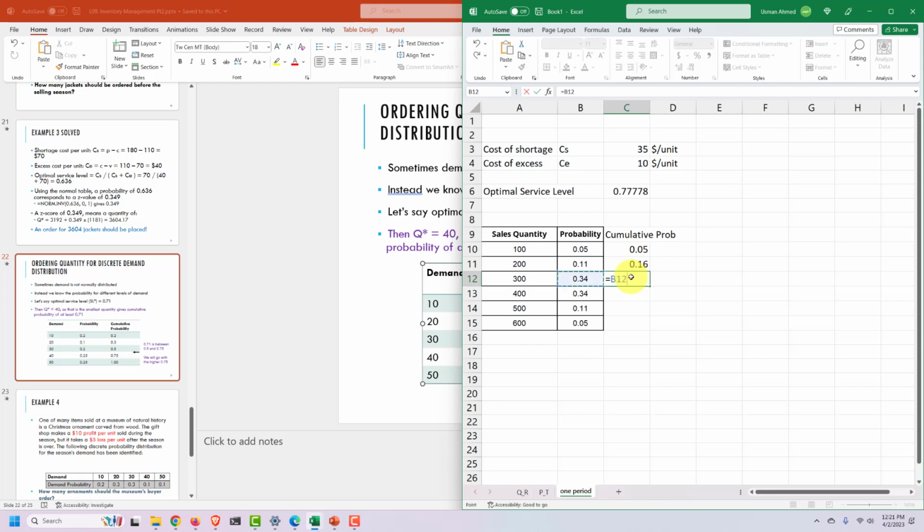What is the probability demand is less than or equal to 300? That's the probability demand is equal to 300 plus the probability it's less than or equal to 200. Okay, so it's this probability plus the previous one. For the first one, it's a little bit different because there's no previous one, it's just this, right? But the second one on is this plus previous. This one is this plus previous, right? Just drag it down.